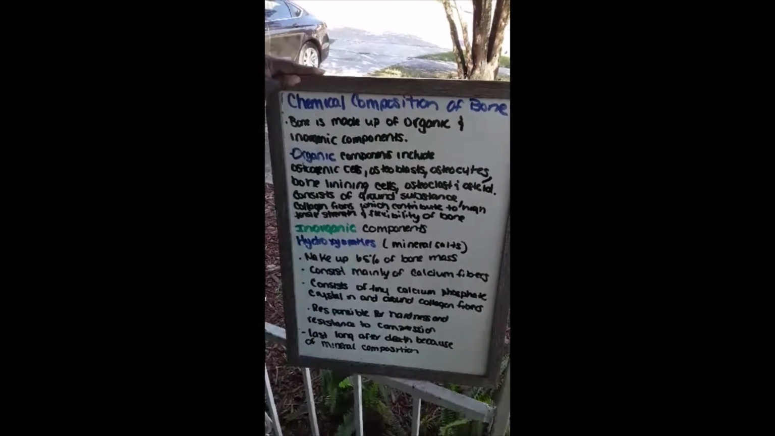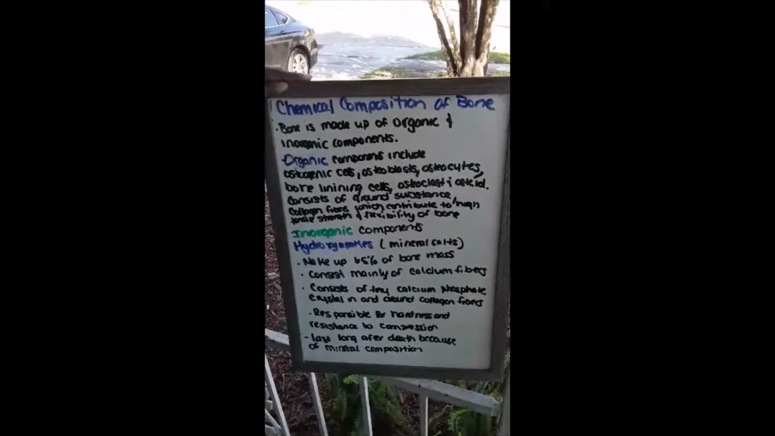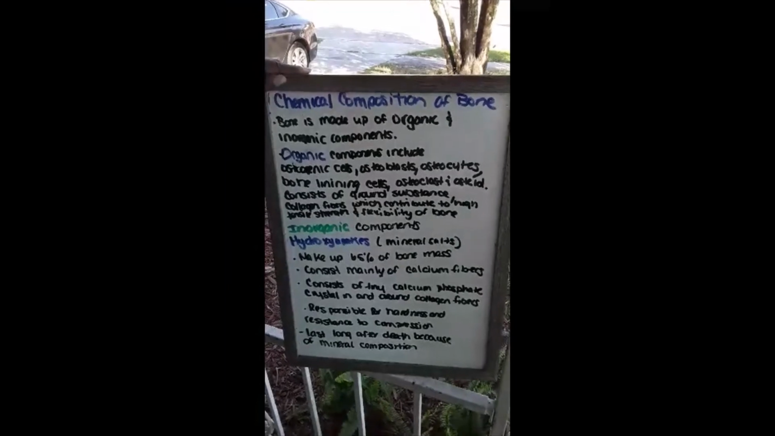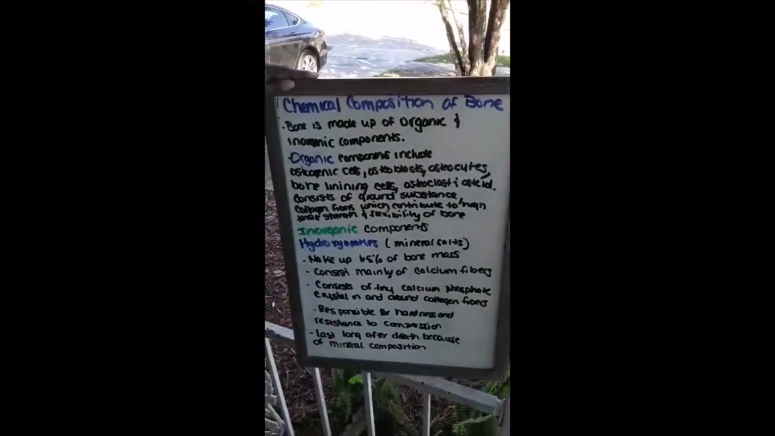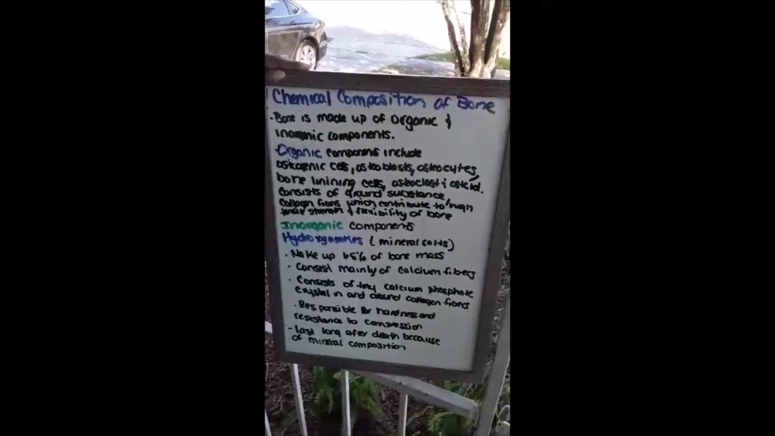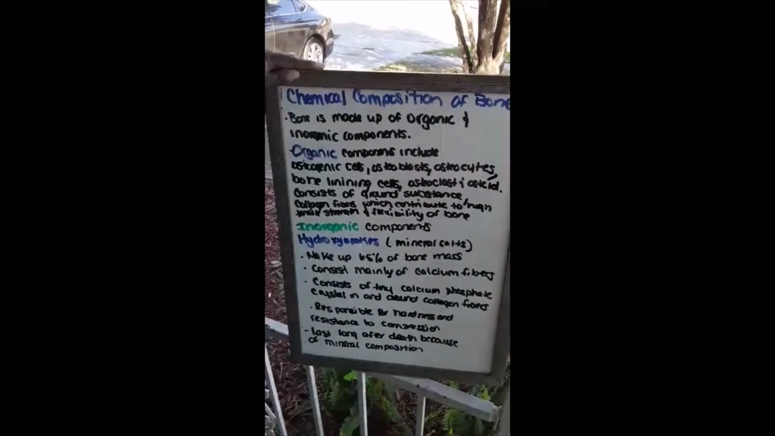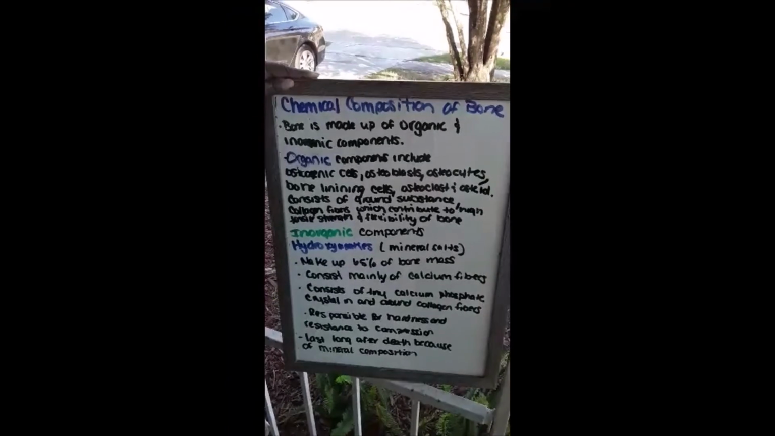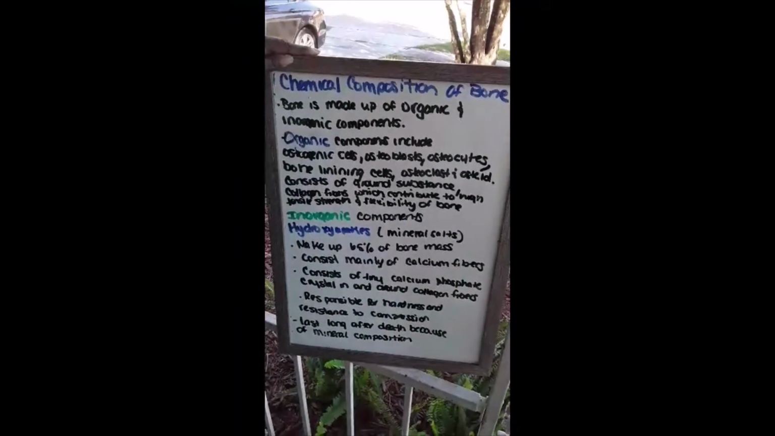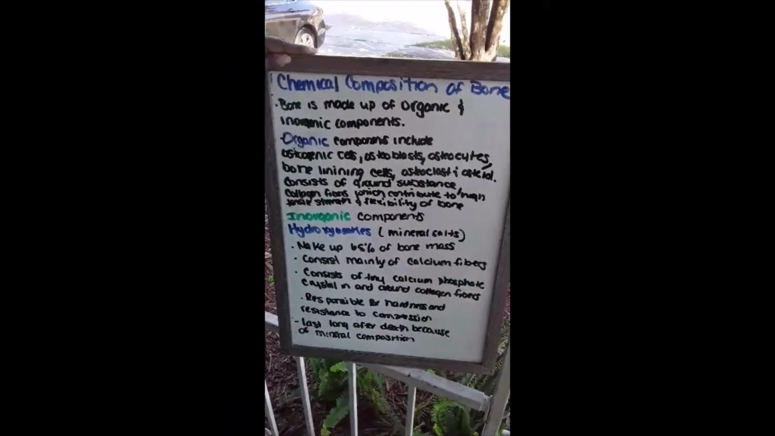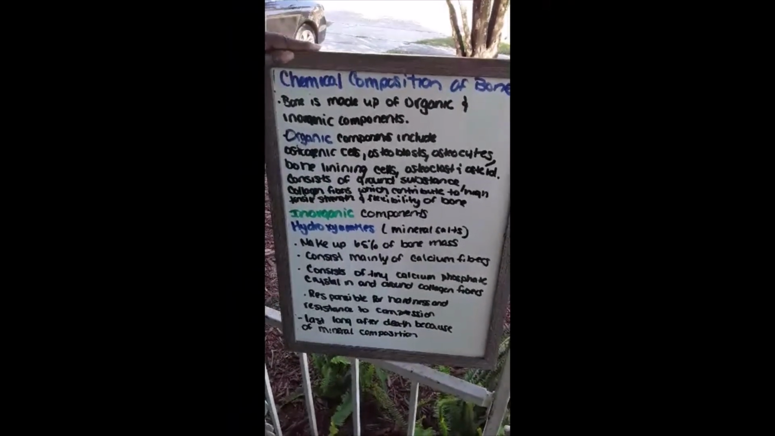Chemical composition of bone. Bone is made up of organic and inorganic components. The organic components include osteogenic cells, osteoblasts, osteocytes, bone lining cells, osteoclasts, and osteoid. It consists of ground substance and collagen fibers, which contribute to the tensile strength and flexibility of bone.